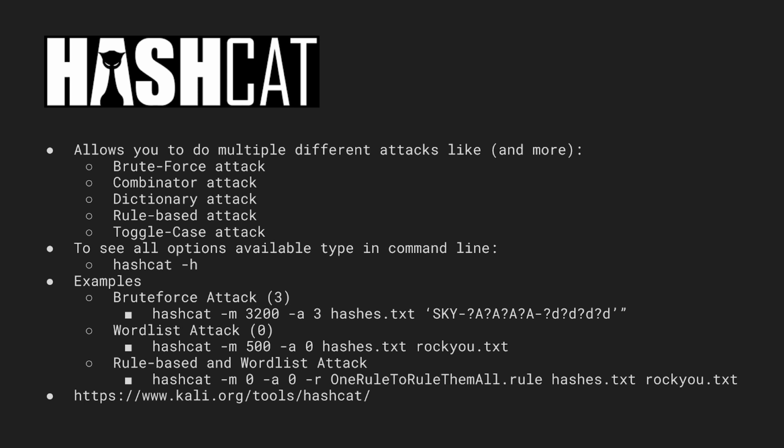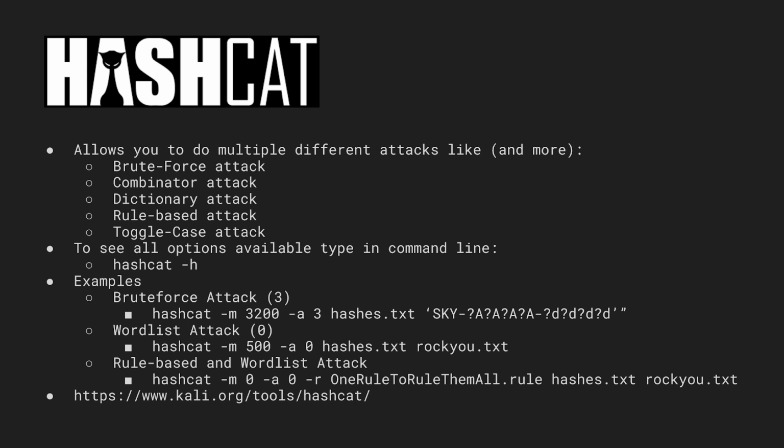So we're going to take a look at a couple of the tools. The first tool that we would like to take a look at is called Hashcat. Hashcat allows you to do multiple different attacks. You can do the brute force attack, combinator attack, dictionary attack, rule-based attack, toggle case attack. Essentially, if you want to see all the options available to you, you can type in the help option when you're using Hashcat. And at the bottom of the slide here, we've included a couple common examples.